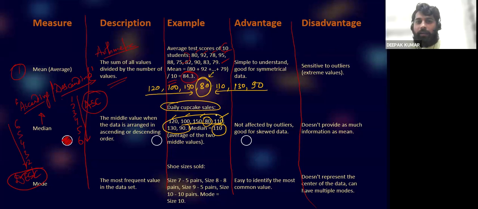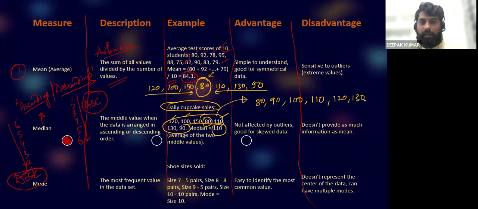You are required to arrange the things in either ascending or descending order. So say if I go for ascending order, I'll go with 80, then I'll write 90, then 100, 110, then what is 120, 130? Is there anything else? 150.